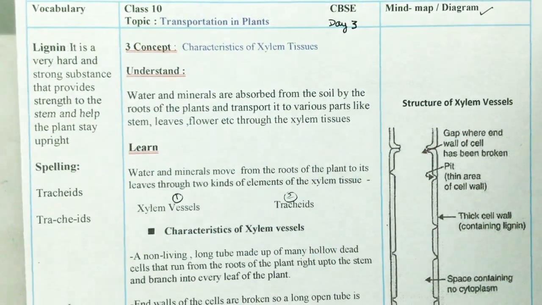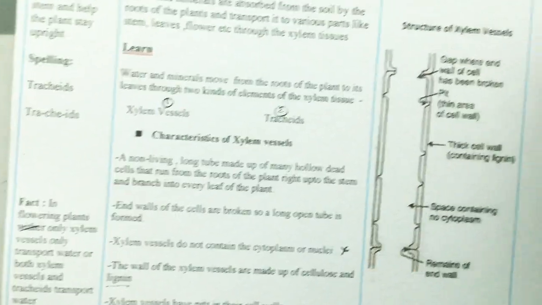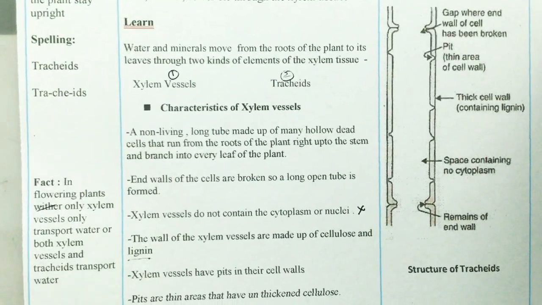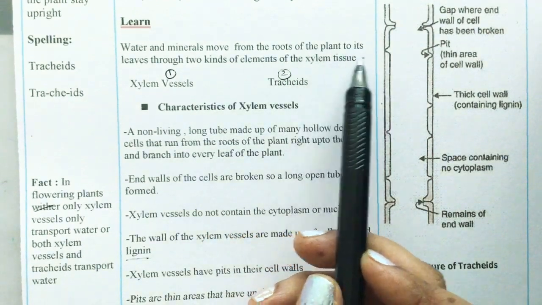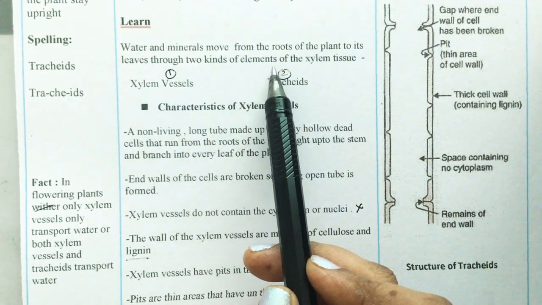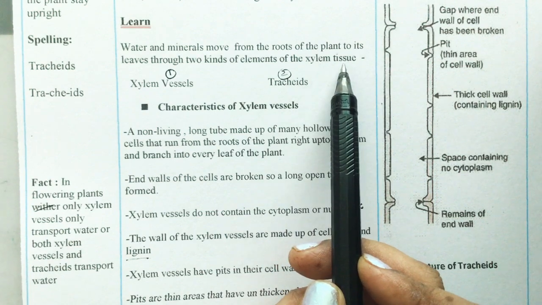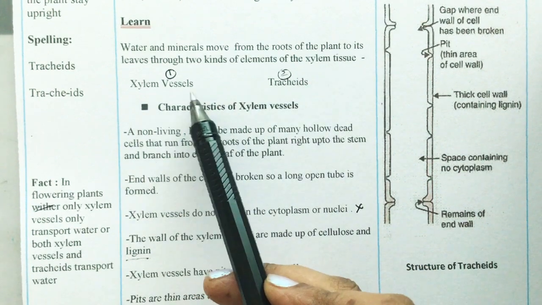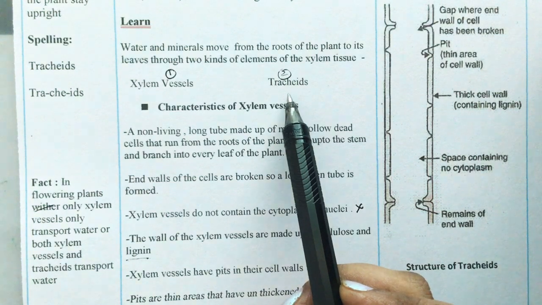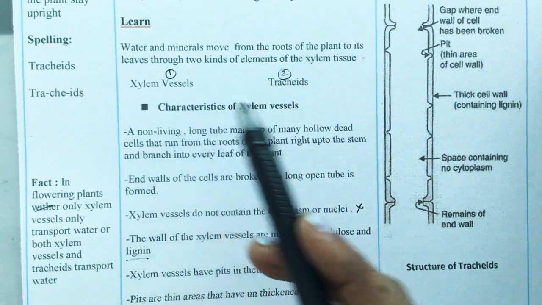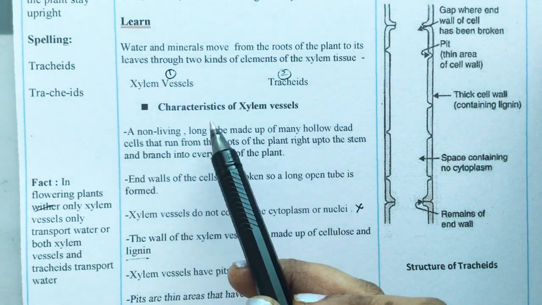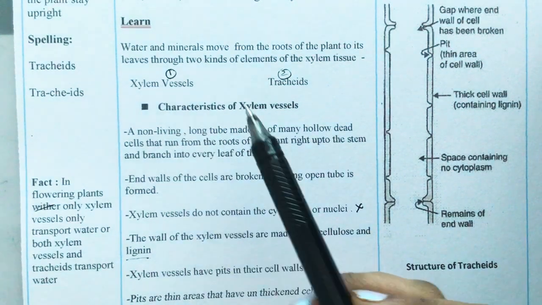Under this concept, what you have to learn is that the water and minerals move from the roots of the plant to its leaves through two kinds of elements of the xylem tissue. One is the xylem vessel and the other is the tracheids. So, let us study the xylem vessel in detail. Let us understand the characteristics of that.